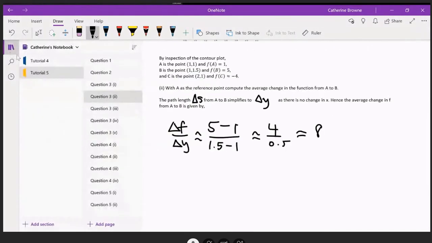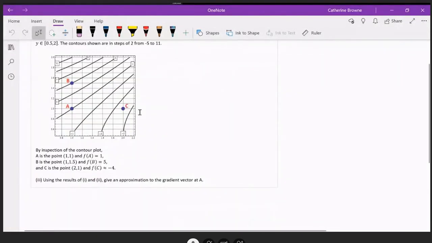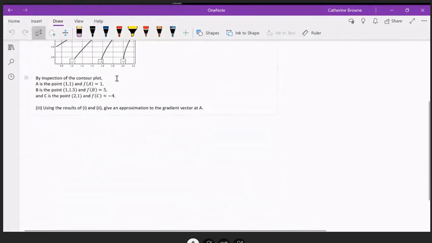So part 3, we want to use those results that we found. The average change from A to C was -5, and the average change in the function from A to B was 8. So given that, we can find an approximation of the gradient vector at A.